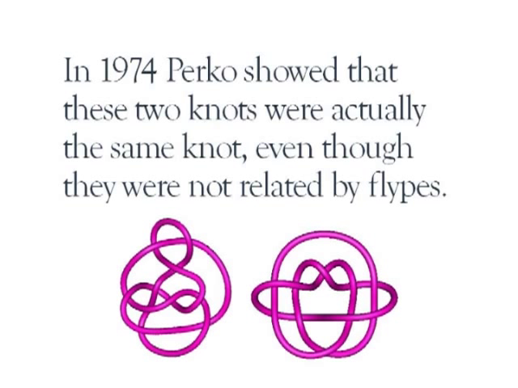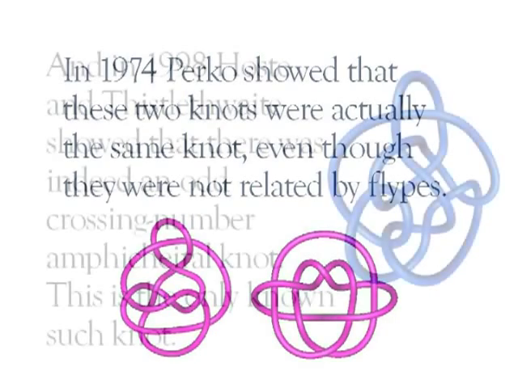So here are two knots which are the same knot, but they're not related by a series of flypes. And if you look at the positive and the negative crossings, they have a different balance of them, each of them. And because they're non-alternating, they're not covered by Tait's conjectures.